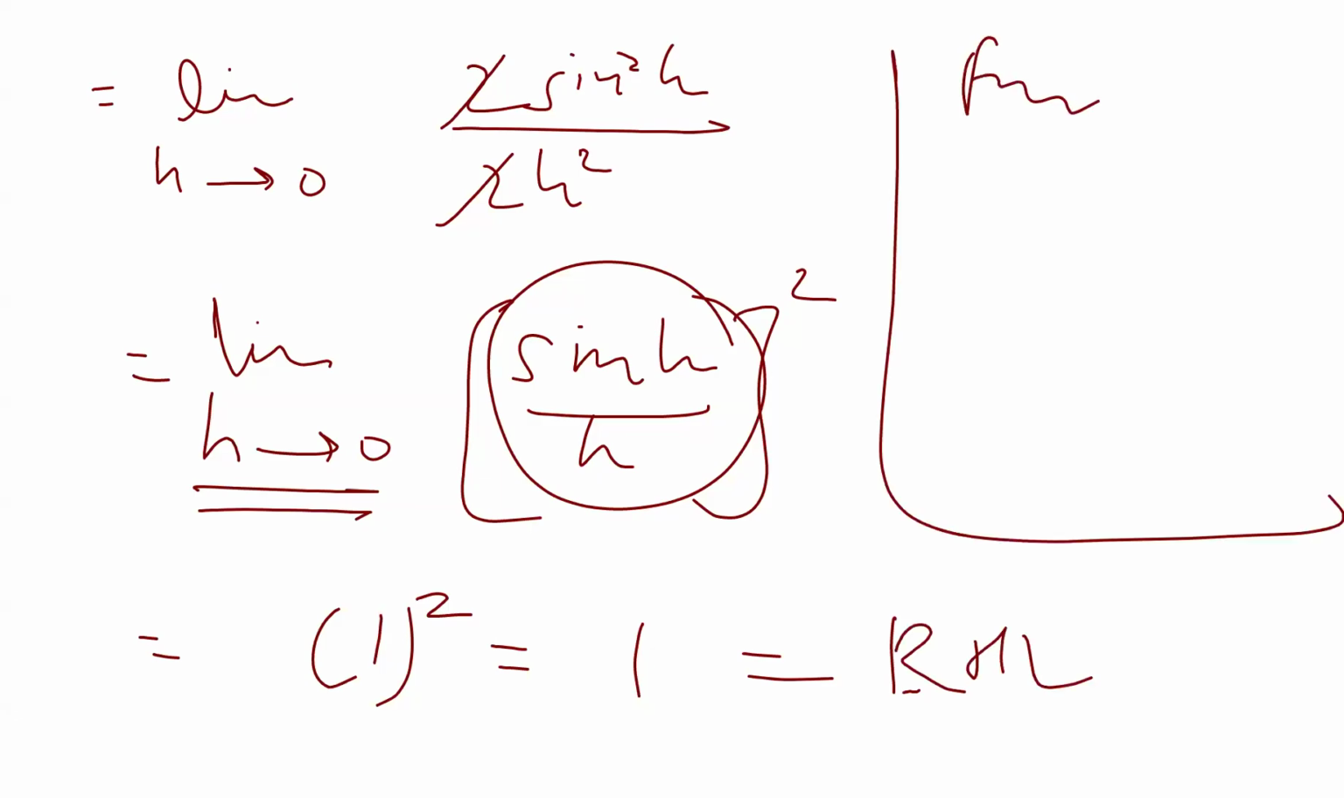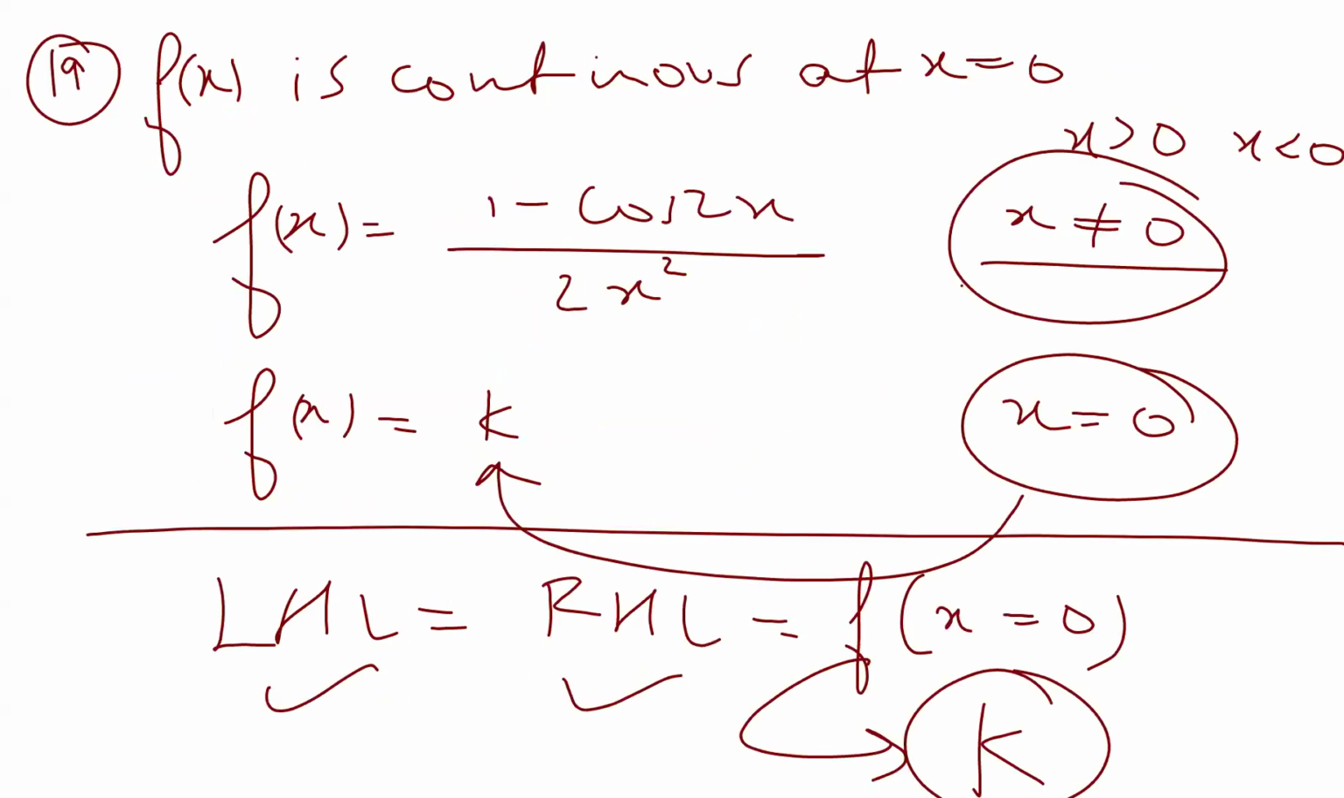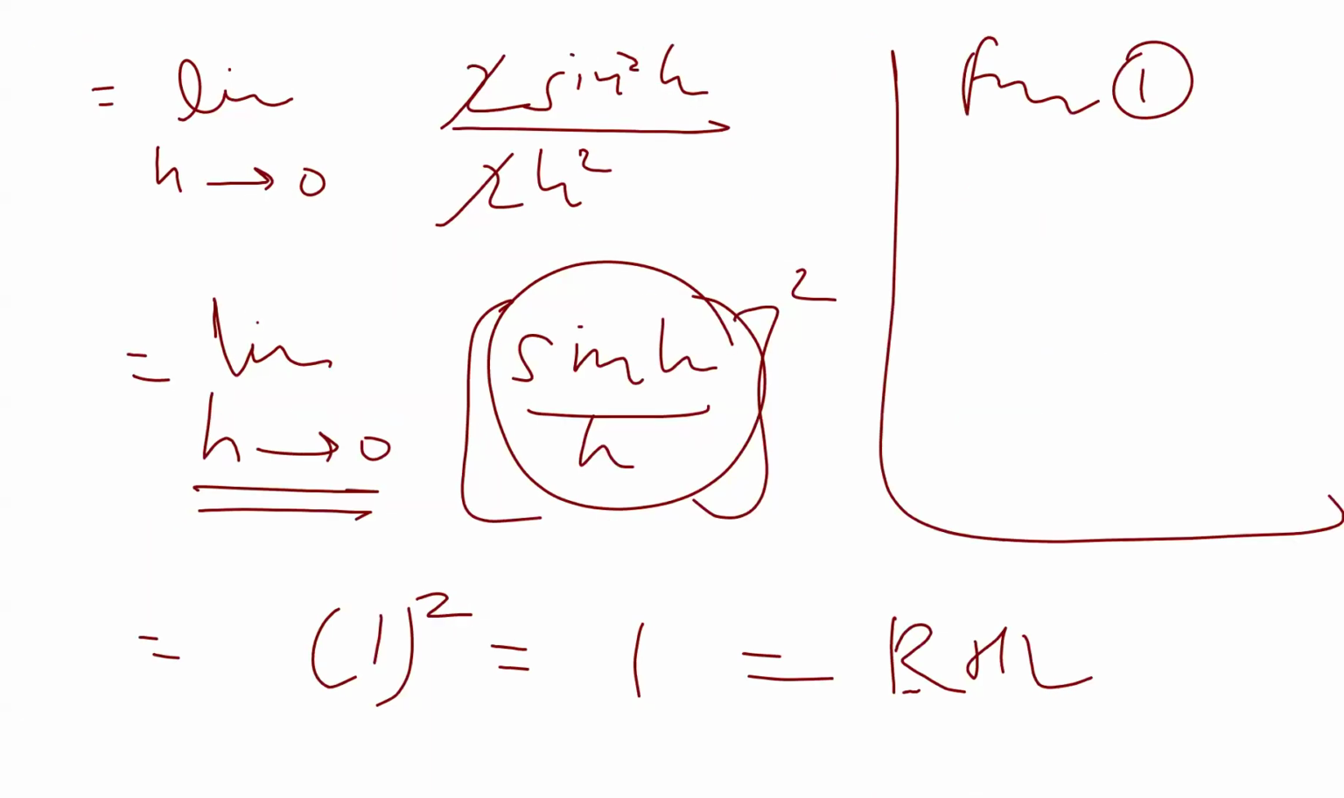Now, as I said, no need to calculate LHL for this problem because it is encapsulated in x not equal to 0. Both are a part of the same thing. So RHL we have got 1 and the value at x equal to 0 is k. So 1 is equal to k. Okay, let's go to question number 20.